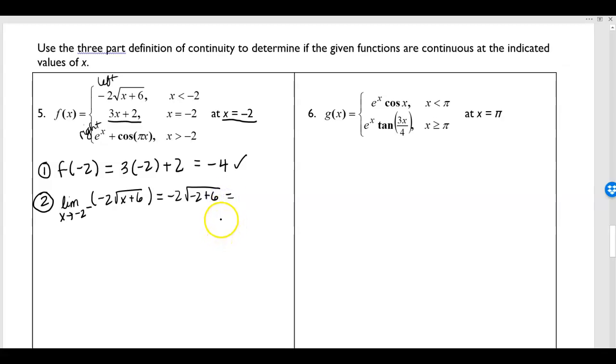So I have negative 2 times square root of 4, which is negative 2 times 2. So my answer is negative 4. Seems pretty good so far. This is matching up. Let's check the limit as x approaches negative 2 from the right.